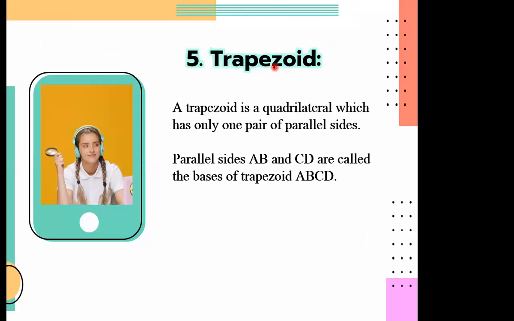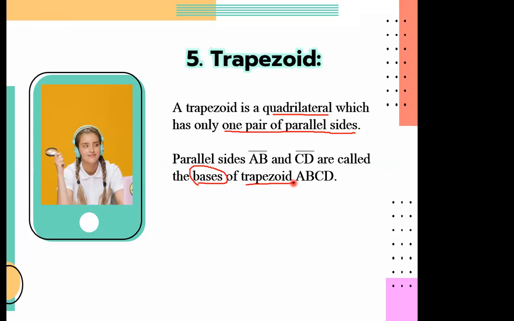Now, what is a trapezoid? A trapezoid is a quadrilateral. This is another kind of quadrilateral which has only one pair of parallel sides. If we talk about the parallelogram, in a parallelogram there are two pairs of parallel sides, whereas in a trapezoid there is only one pair of parallel sides. Now parallel sides AB and CD are called the bases. Whatever the parallel sides are, they will be called the bases of the trapezoid.